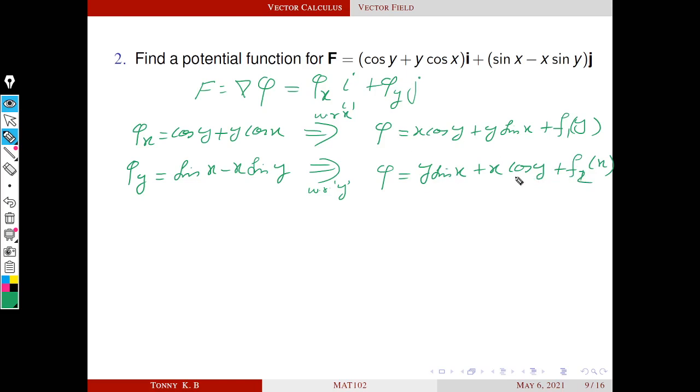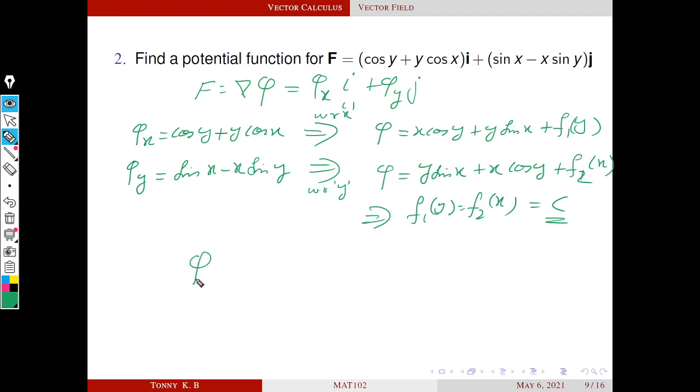So both are phi, because these two functions are the same. Equating these two, because LHS are the same, you can equate the RHS and cancel these two terms. We get f1 of y is equal to f2 of x. That means a function of y is equal to a function of x. That is possible only when it must be a constant. Otherwise they are not equal. So a function of y equal to a function of x for all x and y is possible only when it is a constant. That means the conclusion, this function is constant.